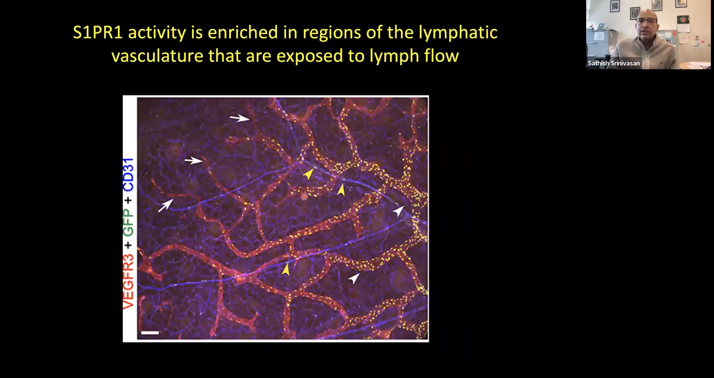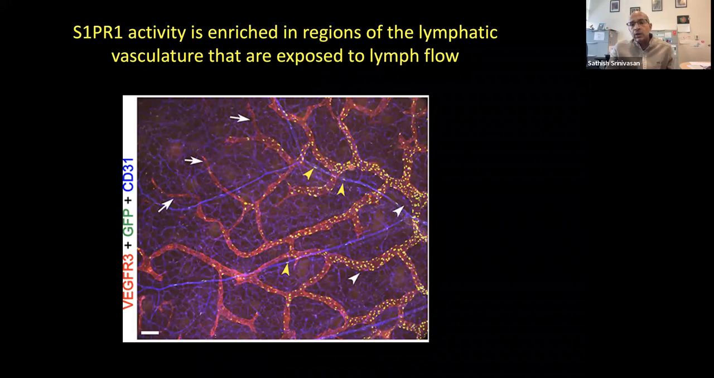So next, we looked into the shear stress response. As I mentioned to you, S1PR1 activity is stronger in these mature lymphatic vessels, which are exposed to shear stress. The fluid is flowing, the lymph is flowing, and that is where S1PR1 is active. In contrast, VEGF-C activity will be more active in the tip cell area. So that made sense.